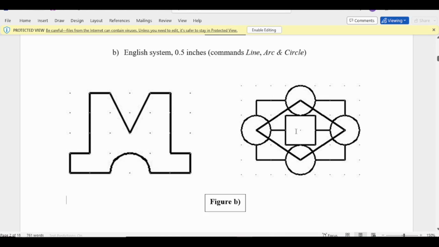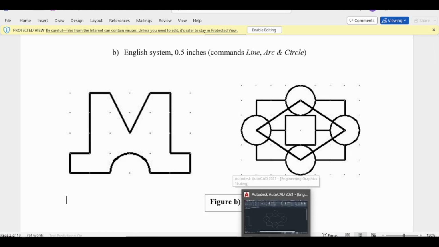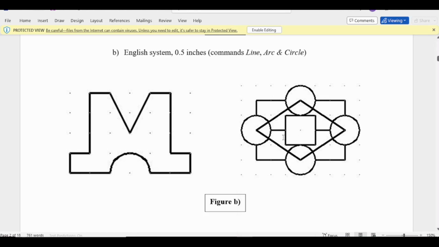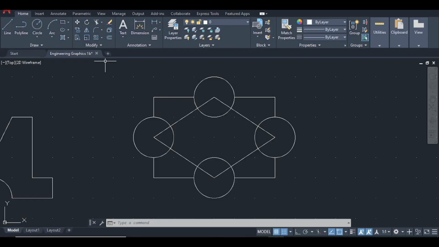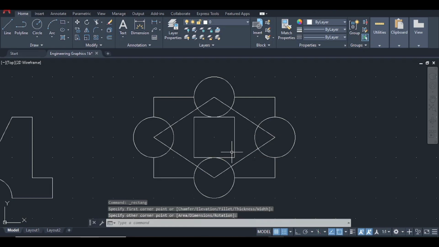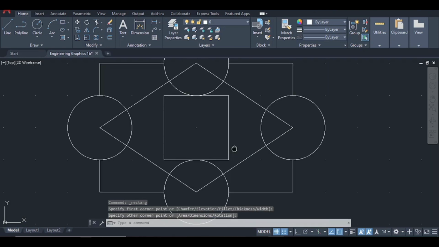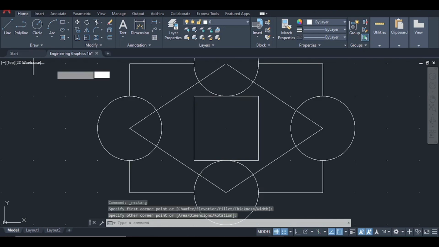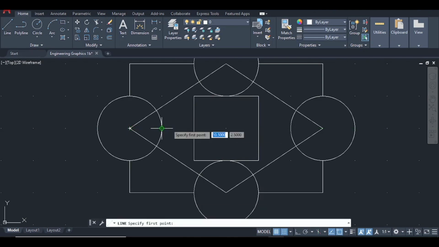Now we should get the square inside. So we can go into the command rectangle. Where is it? Yes, rectangle. 2-point rectangle. So starting at this point and ending at this point, you get that square shape, and then finishing off with the line command.